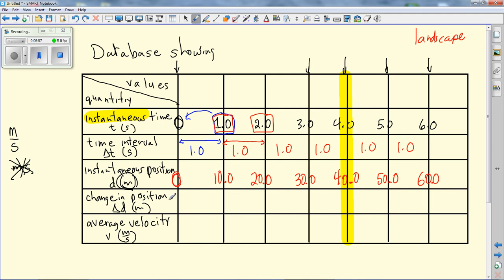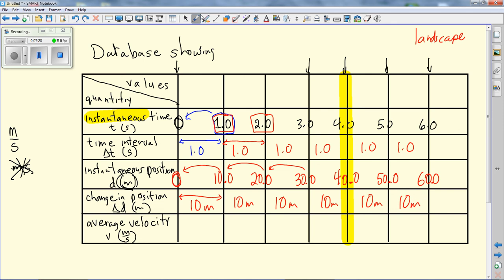The change in position, displacement, is once again the difference between D2 and D1. It's always going from here to here, from here to here, from here to here, and so on. So 10 meters minus 0 meters is 10 meters. 20 meters minus 10 meters is 10 meters. 30 meters minus 20 meters is 10 meters. And so the pattern continues.